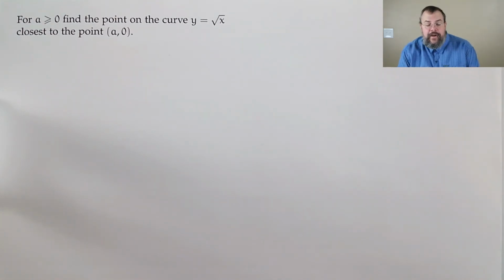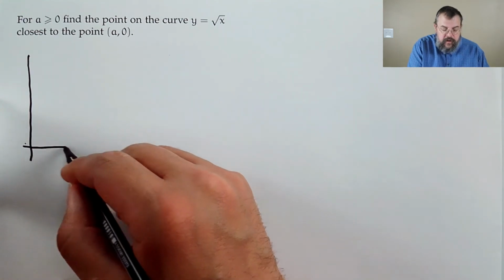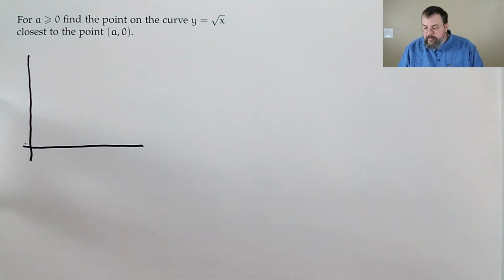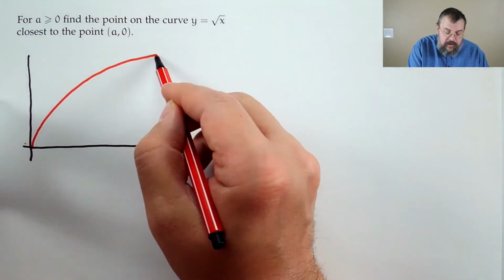So, for a greater than or equal to 0, find the point on the curve y equals square root of x closest to the point a comma 0. So let's think about what the picture is. So we have the curve y equals square root of x. Now, that looks something like the square root curve. It kind of looks like half a parabola if you turn the parabola on its side. So here is our curve, y equals the square root of x.